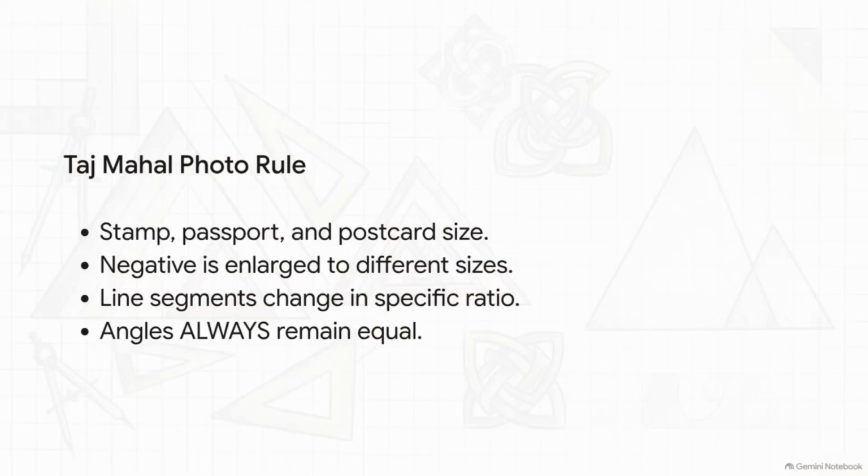And this brilliantly illustrates what I like to call the Taj Mahal photo roll. Just think about a photographer printing out photos of the beautiful Taj Mahal from a single negative film. They could print a tiny little stamp-sized version, a standard passport size, or even a massive postcard size. Notice that while the line segments, like the heights of the actual walls in the photo, increase or decrease in a specific ratio, the inclinations or the angles between those lines, they always remain exactly equal. The Taj Mahal doesn't just suddenly get wider or tilted because the photo was printed bigger, right? The angles are strictly locked in. And that right there is the true essence of similarity.